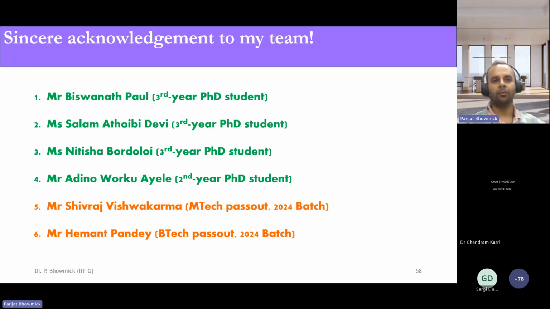And I always like to acknowledge my team, starting from Mr. Vishwanath Pal, who is the senior most in my team, and Athoibi. After that, Nitisha is also working on the same topic. All of them are working on different applications of cooperative control. Some of them are working on applications, some on theory building with different types of systems. And in fact, the last two students have already passed out.